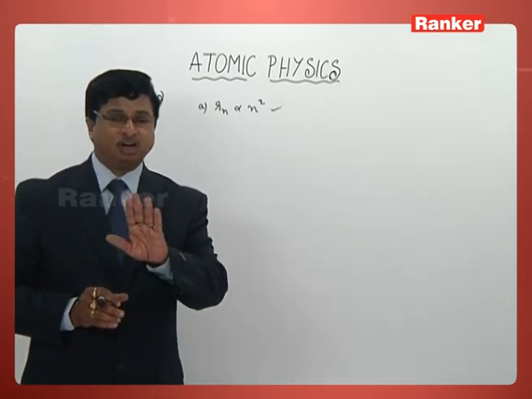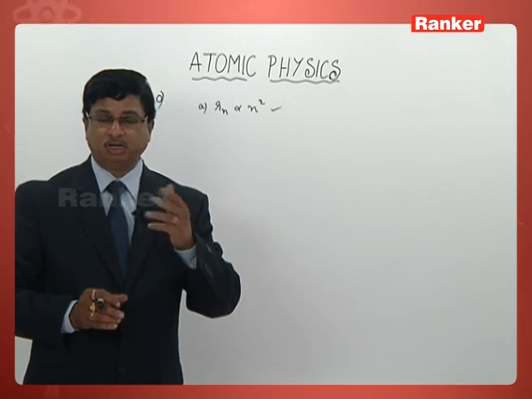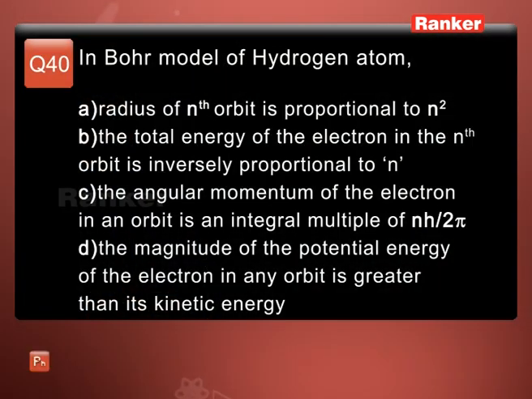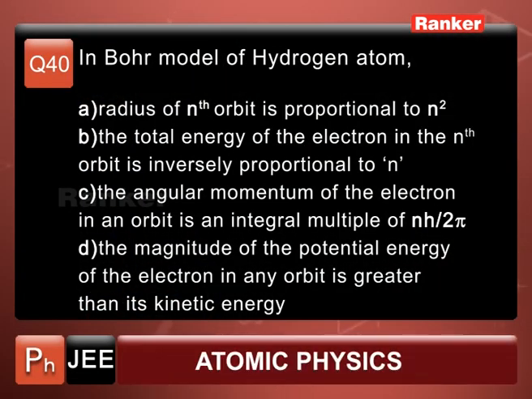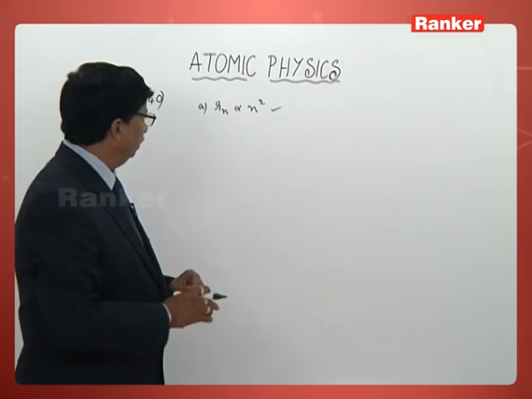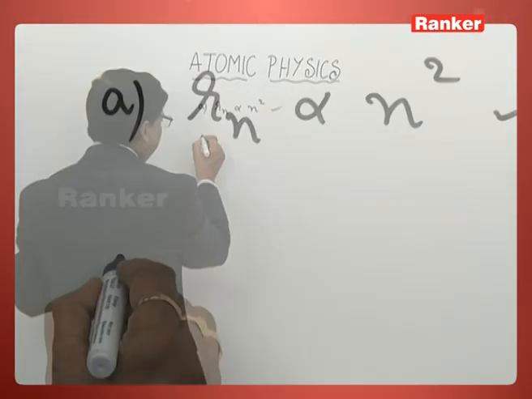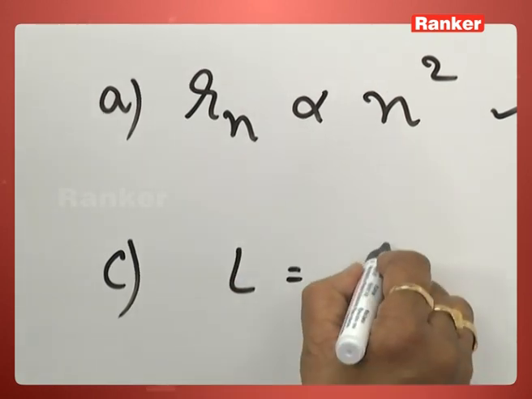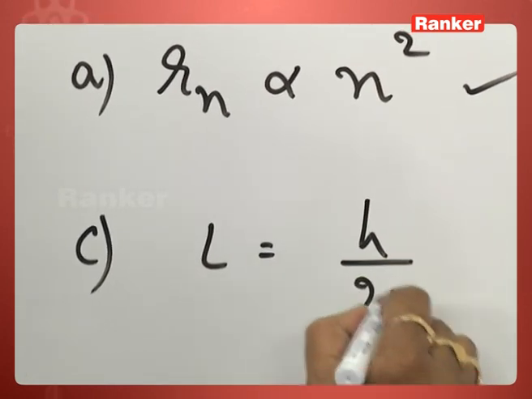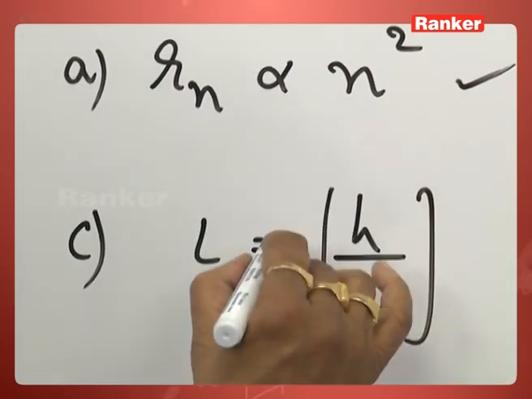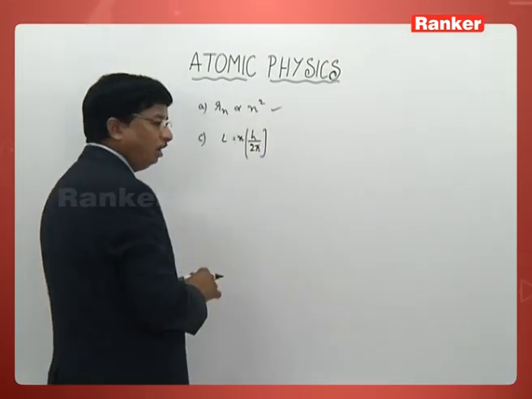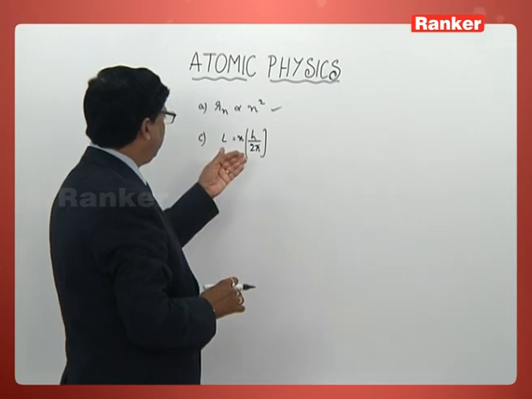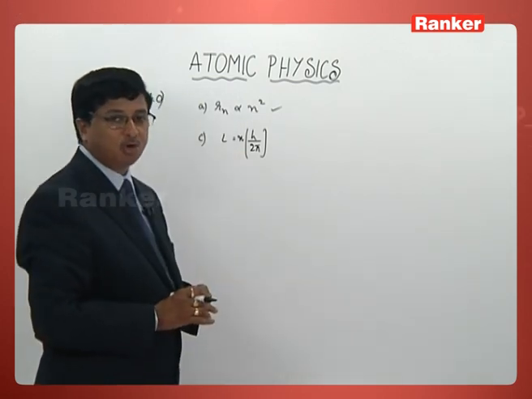So the second one is not correct, fine. What about the third? The angular momentum of the electron in an orbit is an integral multiple of h by 2 pi. In fact, all of you know pretty well, if I take the angular momentum as an integral multiple of h by 2 pi, that integral multiple is taken as n. Then L is equal to nh by 2 pi, as we used to call it.